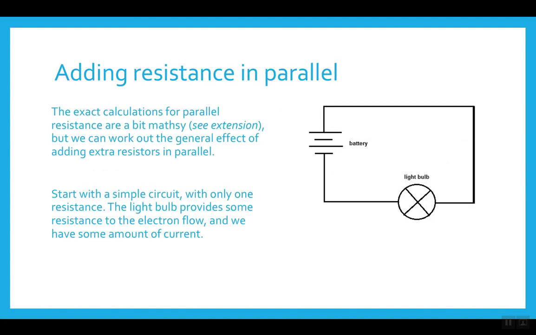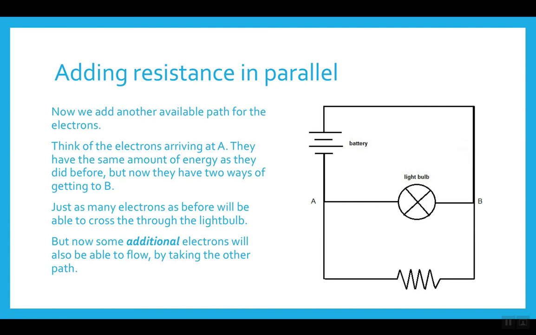Parallel are a little bit more complicated, and this is going into extension work, but we'll cover it, and then once we're in class, we'll practice the simple ones and see if we're ready to go on to the more complex one. If we've got a simple circuit with only one resistance, and then we add another path, okay? The electrons arrive at A. They've got the same amount of energy, but they've got two ways of getting where they want to go, okay?